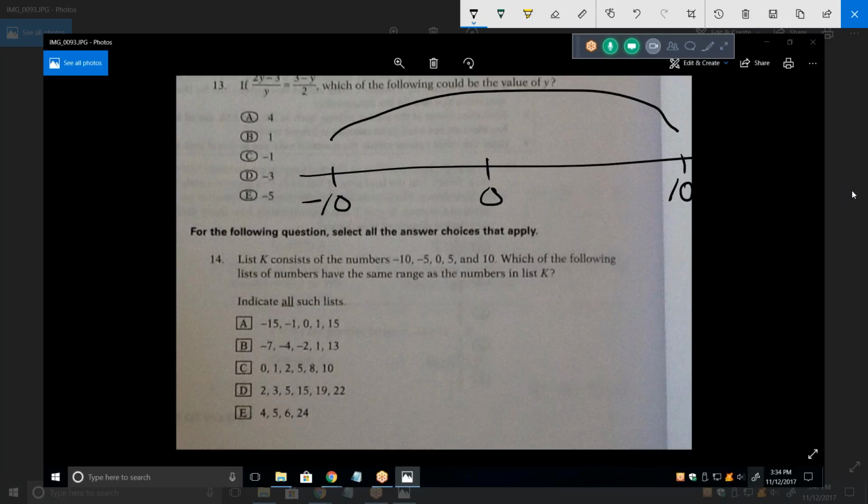Wow. This is one of those, I guess the square means there can be more than one answer, huh? Yeah, I guess, select all the answer choices that apply. Yeah, D definitely has a range. 22 minus 2 is 20. E. Okay. And I'm thinking B. Yep. All three of them have a range from highest to lowest of 20. Whereas C is 10 and A is 30.